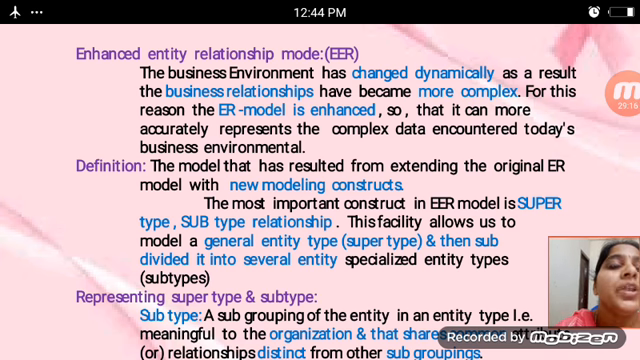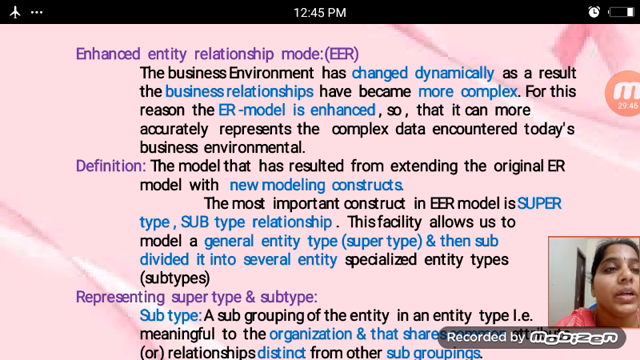We invented it so that it can more accurately represent the complex data we encounter. Whenever we face complex data in today's business environment, that's why we invented the EER model. The definition is: the model that has resulted from extending the original ER model with new modeling constructs.